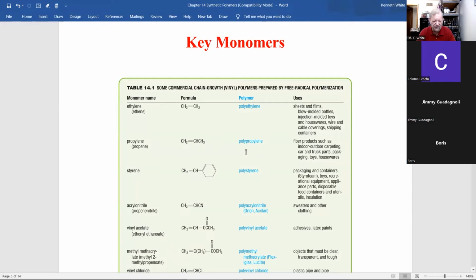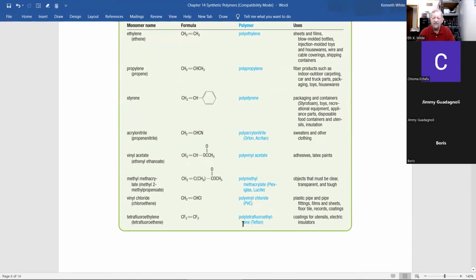That's polypropylene. Now, how many of you have ever seen the white insulated cups or the bigger cheap insulated foam coolers?